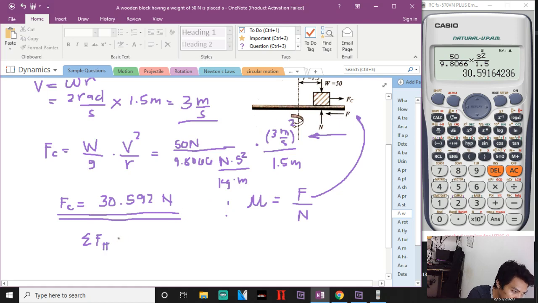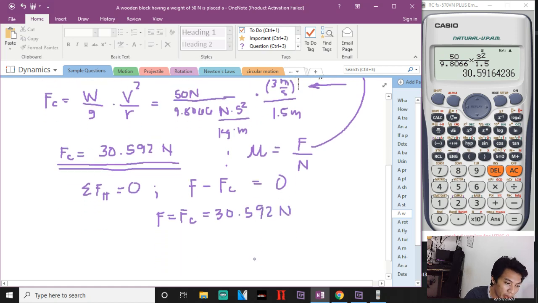Okay. Now, yung F mo minus Fc, si F ito is positive natin, Fc is negative, equal to 0. Therefore, yung F mo is equal to Fc. Eh, ano ba yung Fc? Di ba 30.592 newtons. O, ngayon, meron na kayo niyan.